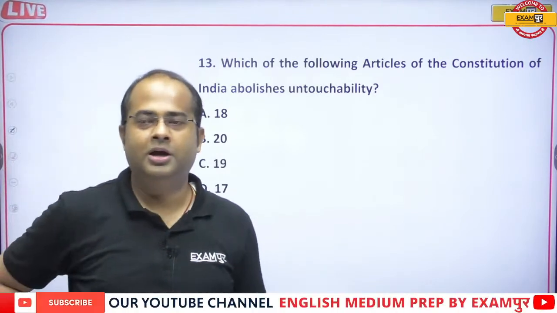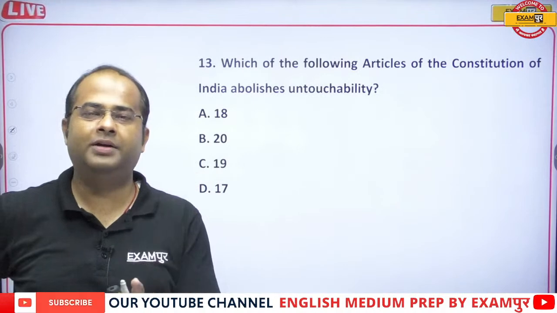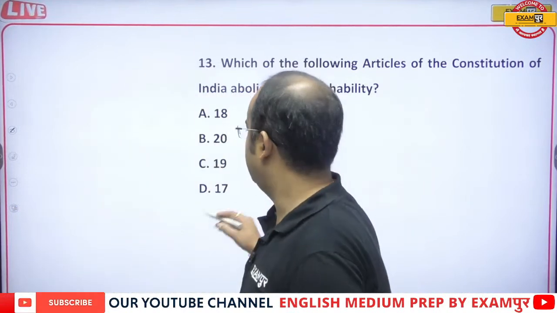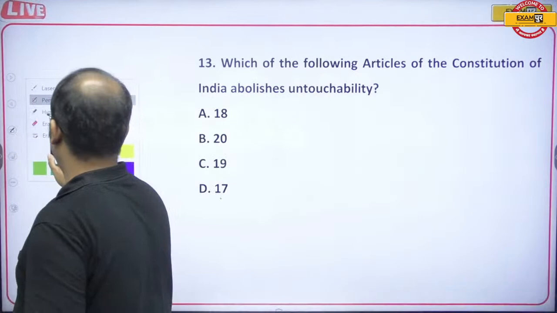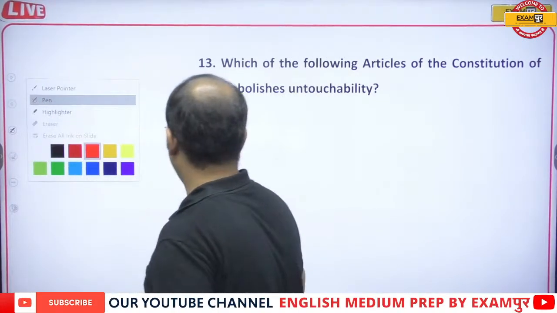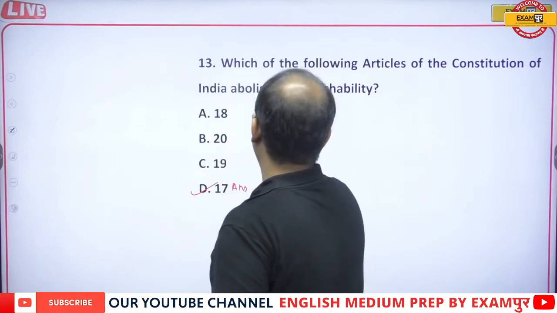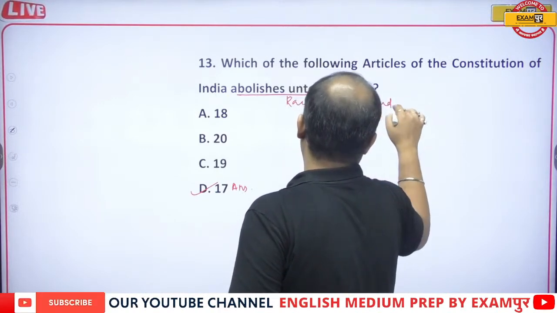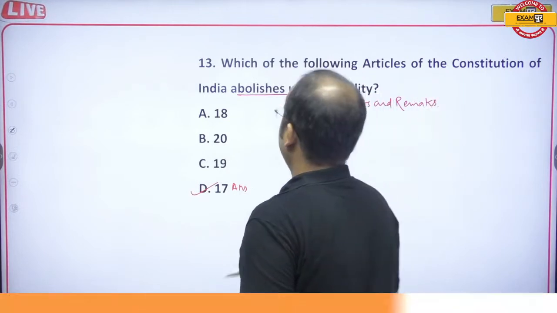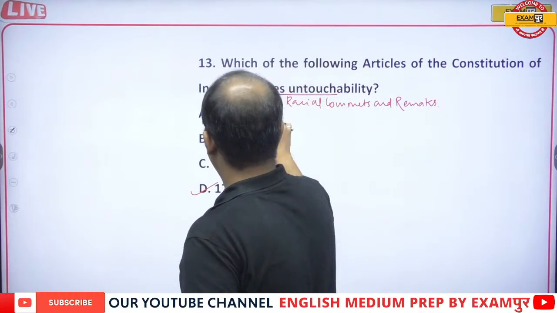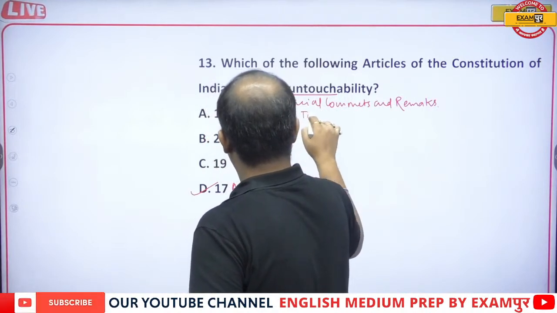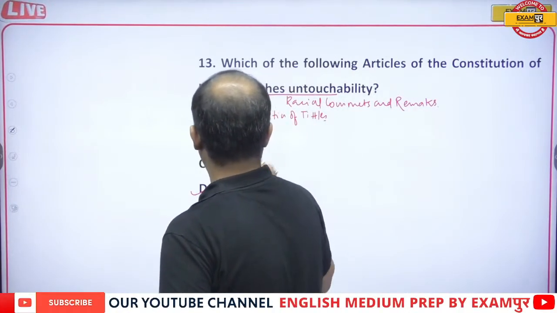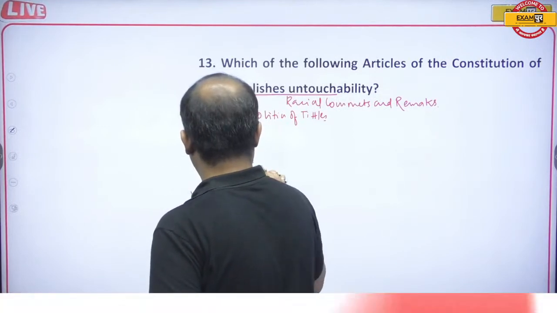Very, very easy question. And racial remarks, giving racial comments or racial remarks, that also comes under Article 17. Yes. So correct answer will be option D, that is abolition of untouchability, and giving racial comments or racial remarks also comes under the same. Article 18, abolition of titles. Article 20, that is about the Article 19, six democratic freedoms.